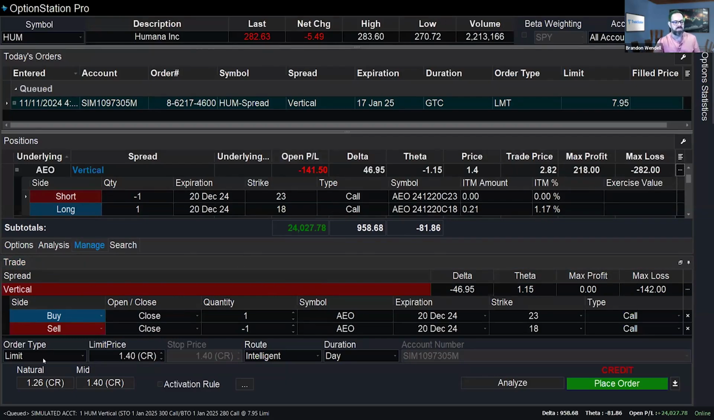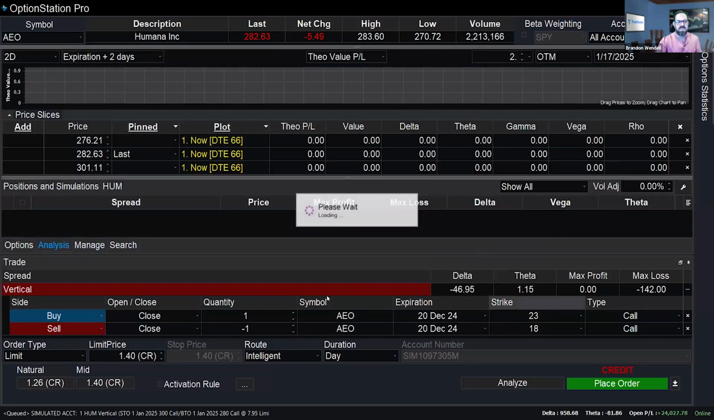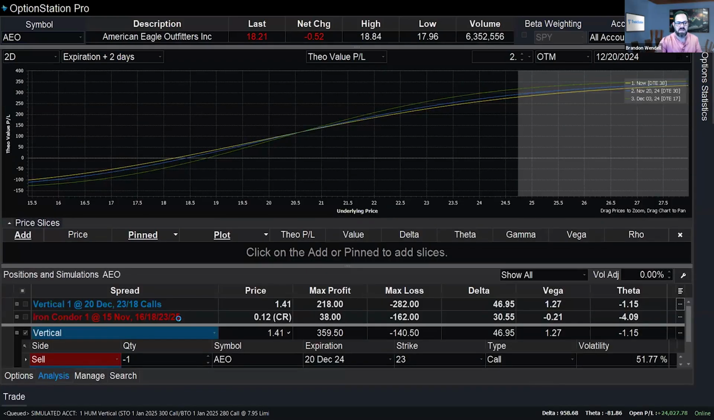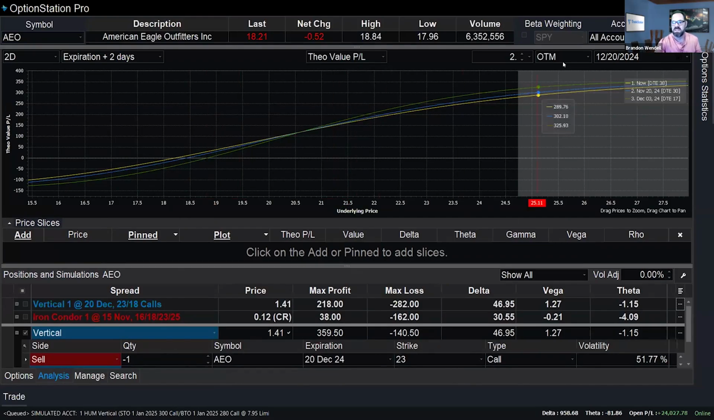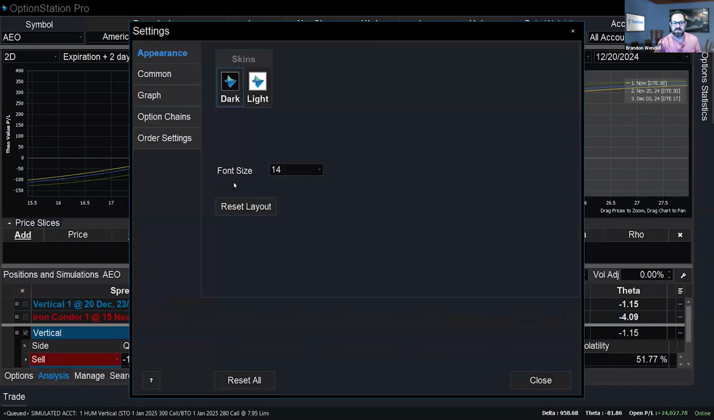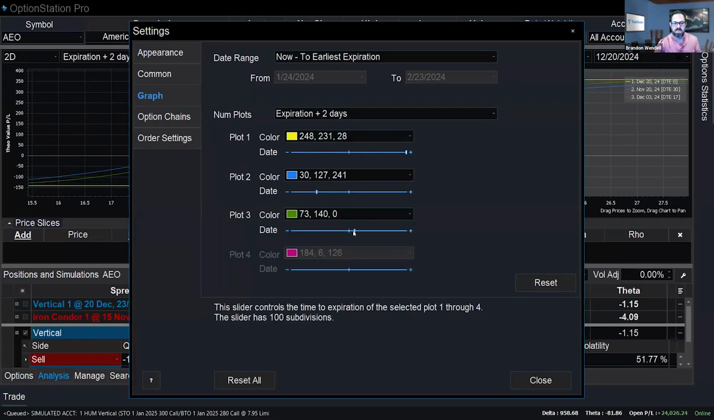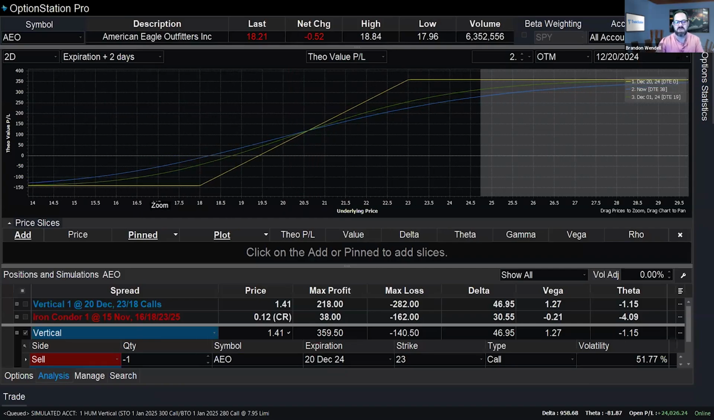But at the time of entry, let me go ahead and do this. Analyze duplicate. There we go. This is not the exit. This is the actual position when we were getting in. Graph. There we go. Halfway and now. So that's what the risk profile looks like on that particular security.